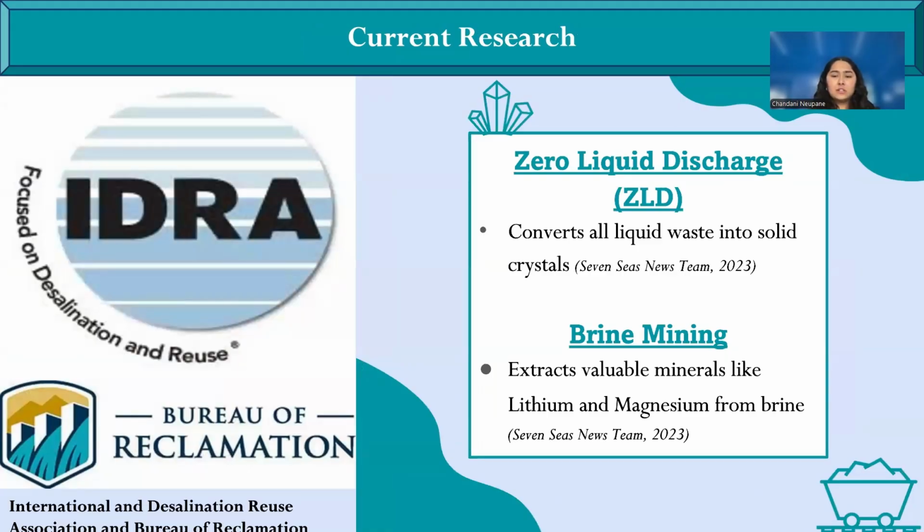Organizations involved in current research include the IDRA, which sets sustainability standards, while government agencies like the U.S. Bureau of Reclamation fund the research of water tech. Current research that seems to be one of the strongest solutions is the method zero liquid discharge, where instead of dumping brine, it's being mined for valuable minerals like lithium and magnesium.